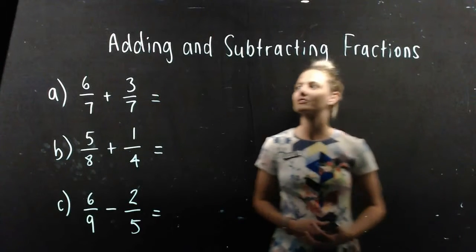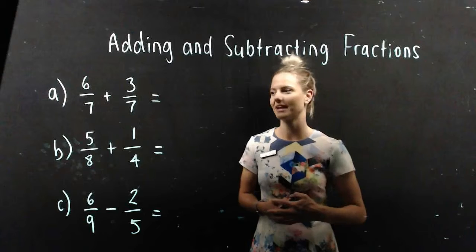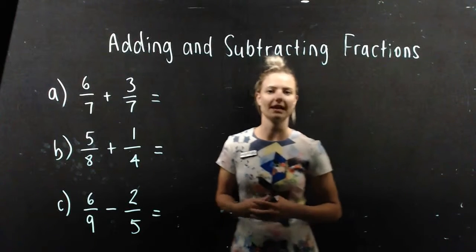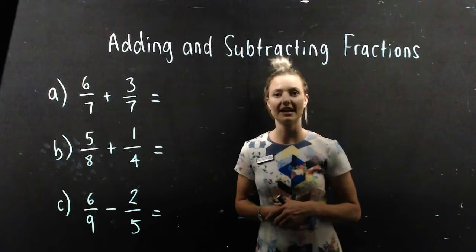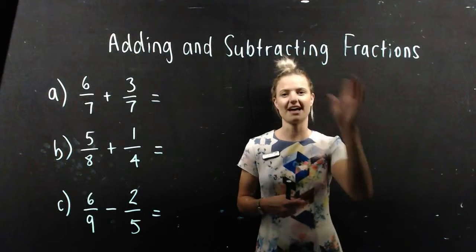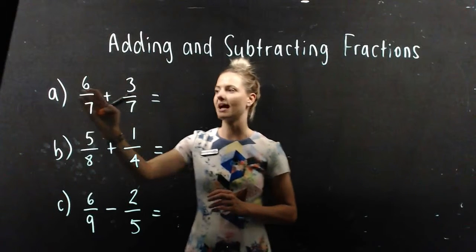This video will focus on adding and subtracting fractions with both like and unlike denominators. The first thing to do when adding or taking fractions is to just look and think, are the denominators the same? If they are, go ahead and subtract or add the numerator. These denominators are both 7, so I can add the numerators.